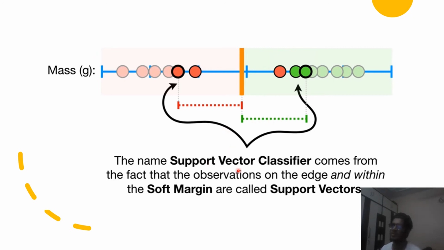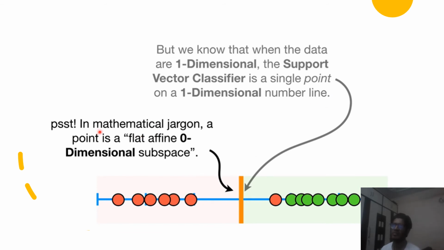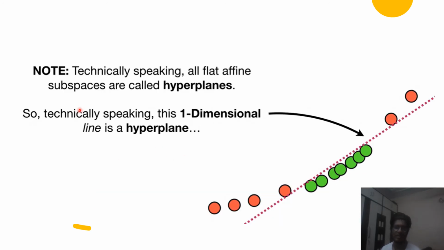The name support vector classifier comes from the fact that the observations on the edge and within the soft margin are called support vectors. But we know that when the data are one-dimensional, the support vector classifier is a single point on a one-dimensional number line. So in mathematical terms, a point is called a flat affine zero-dimensional subspace. Technically speaking, all flat affine subspaces are called hyperplanes. So technically speaking, this one-dimensional line is also a hyperplane.